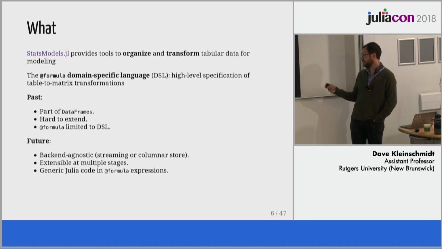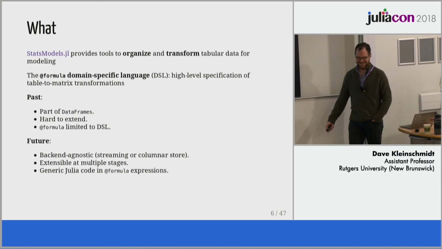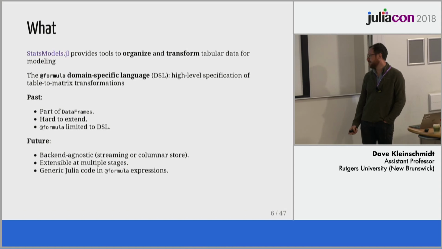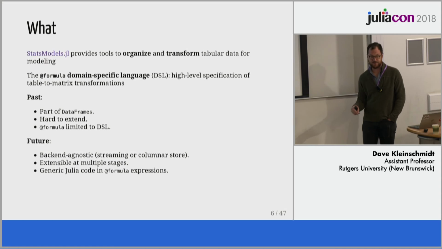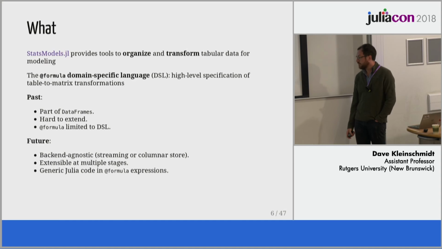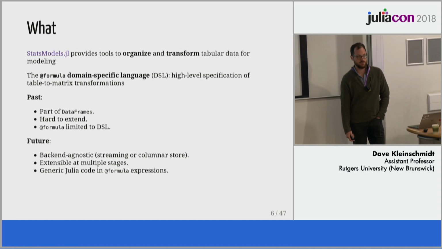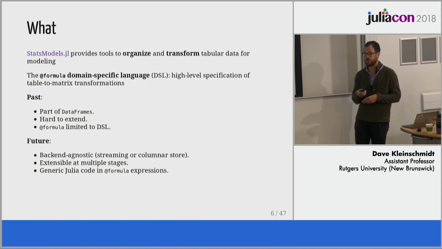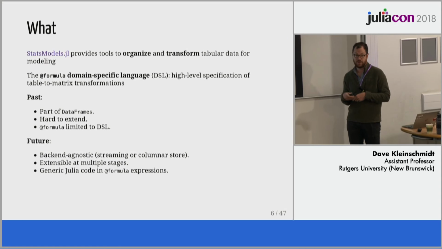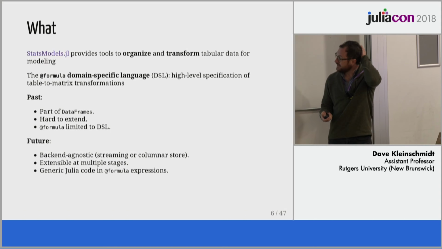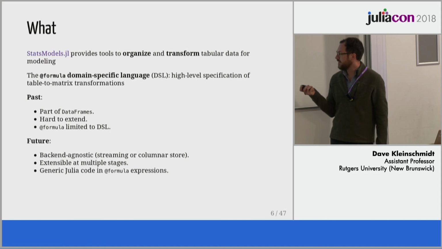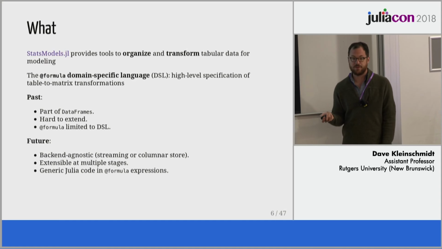Okay, so the future is bright. The plan is to have it be totally back-end agnostic, and this is possible now that we have named tuples in Base. That makes it very easy to have a common data interchange format. For the language to be extensible at multiple stages, so it's easy for package authors who, let's say, have a specialized statistical method and need something other than just the vanilla formula DSL. Easy to extend, and most importantly, that you can put arbitrary Julia code inside the formula expressions and just have it work magically.